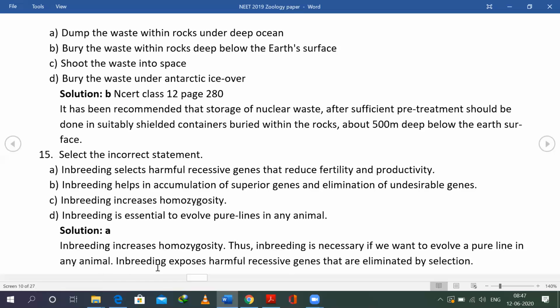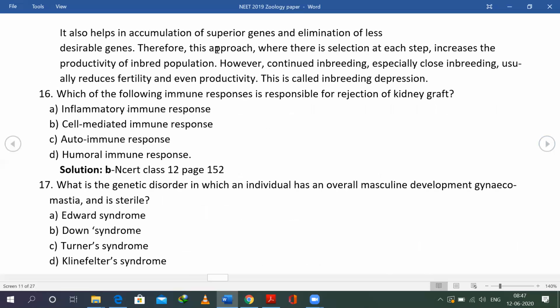Yes, and inbreeding exposes harmful recessive genes that are eliminated by selection. So they said they are selected, right? But no, they are eliminated. They are not selected, right? And it helps in accumulation of superior genes and elimination of less desirable genes, which is also a correct statement. Therefore, this approach, where the selection in each step increases the productivity of the inbreeding population. Yes, however, continued inbreeding, especially close breeding, usually reduces fertility and even productivity. This is called inbreeding depression.